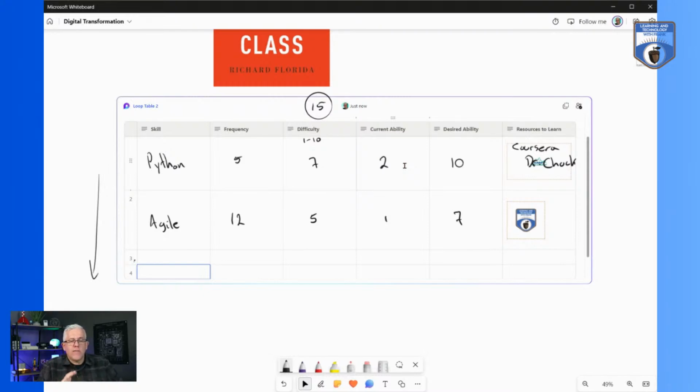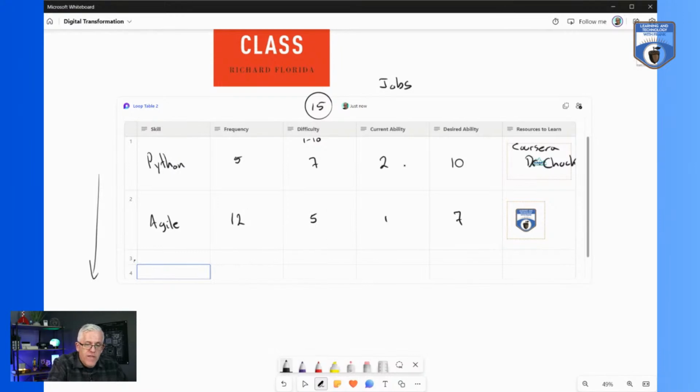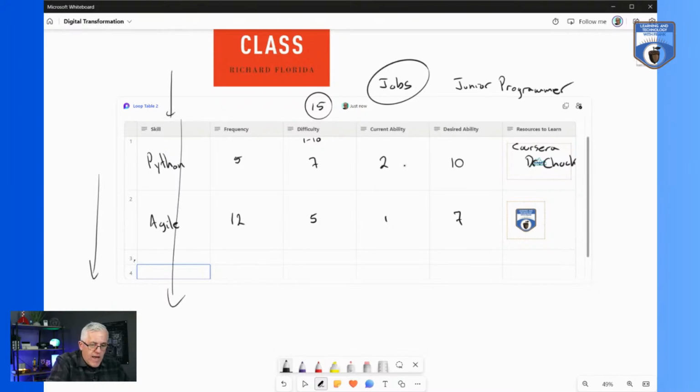So I could do this as a business where, instead of looking at job postings, I look at specific roles within the organization. We used to have things way back called a job task checklist. This would be a specific job, say a junior programmer. In my organization, I could say a junior programmer has to have certain skills. I could list the skills and ask, what is my desired ability for that junior programmer?